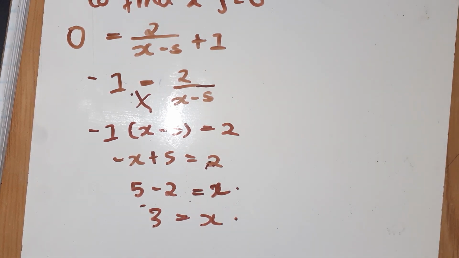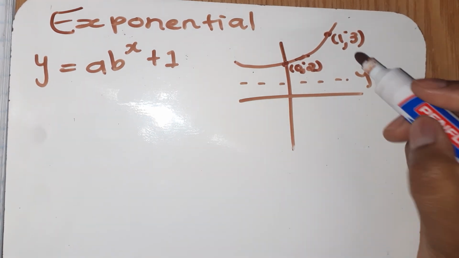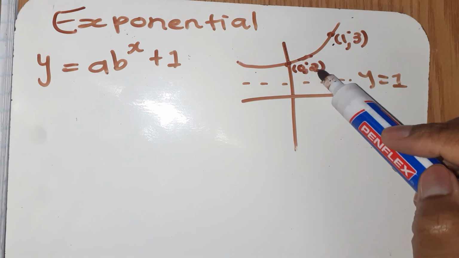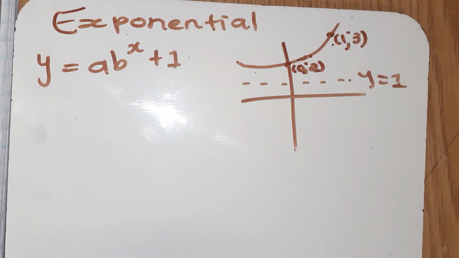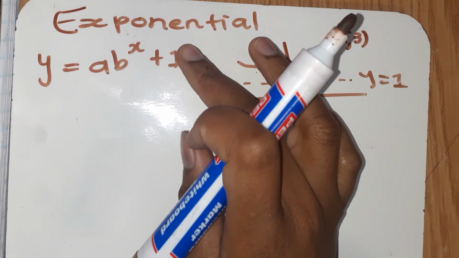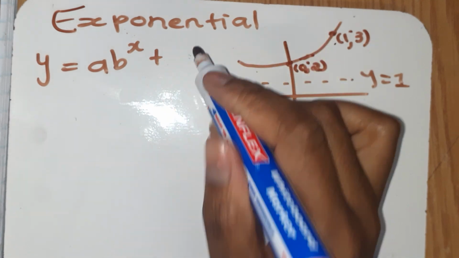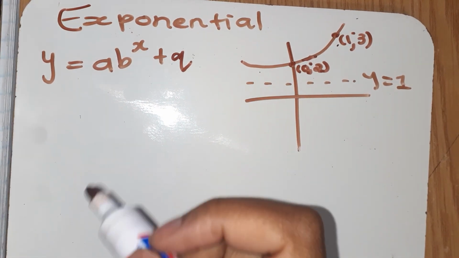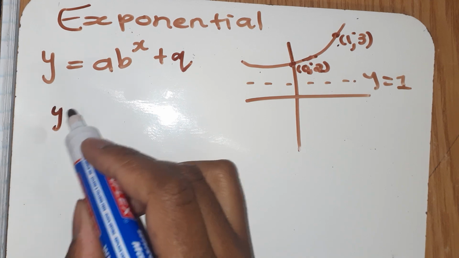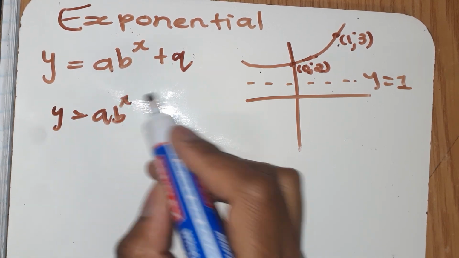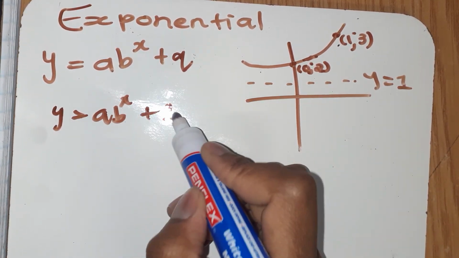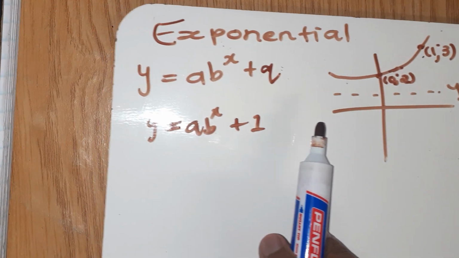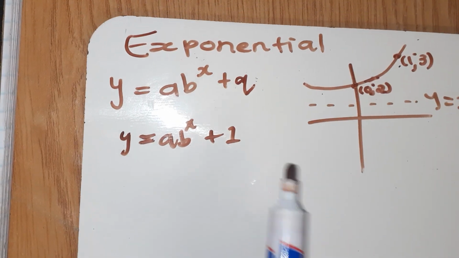For an exponential graph, you'll be given a graph like this. 2 points are 1 and 3, and 0 and 2. The asymptote is y equals 1. This will be q. So determine the equation of the form of the graph. So y equals ab to the power x plus q. Q is that 1. Always look at the asymptote and just write it in the place of q, like that.